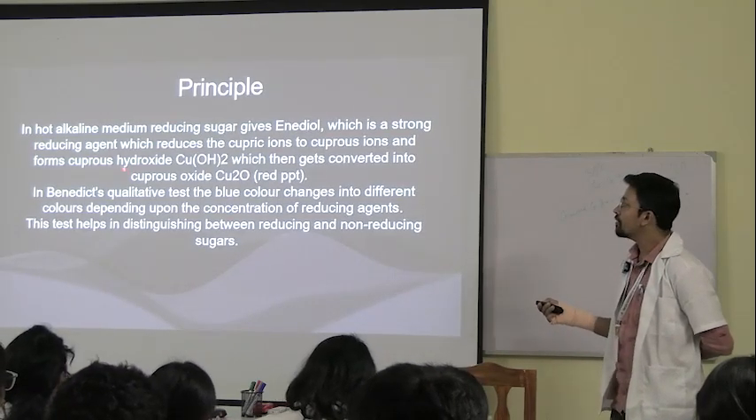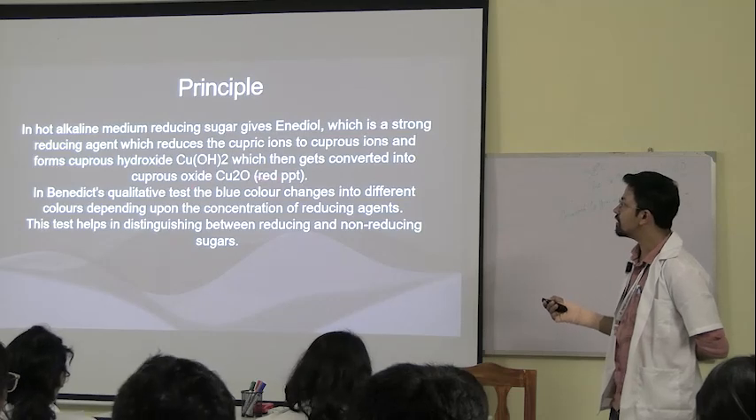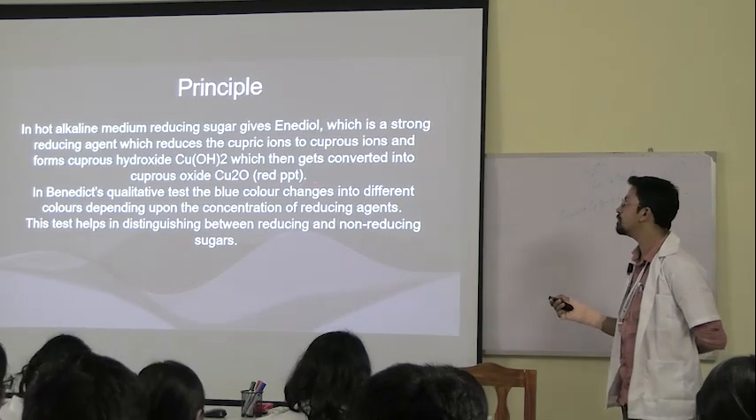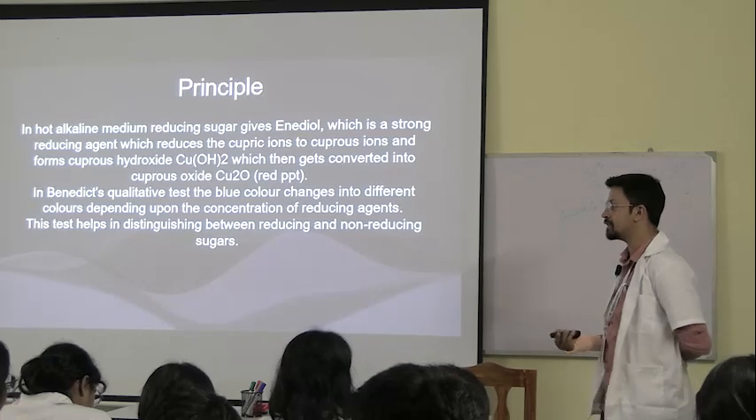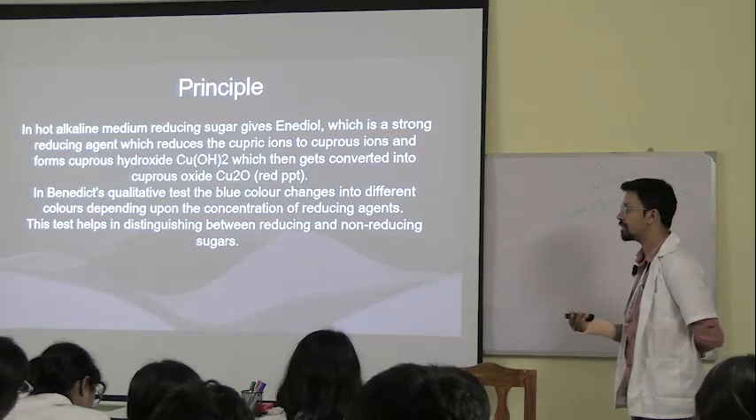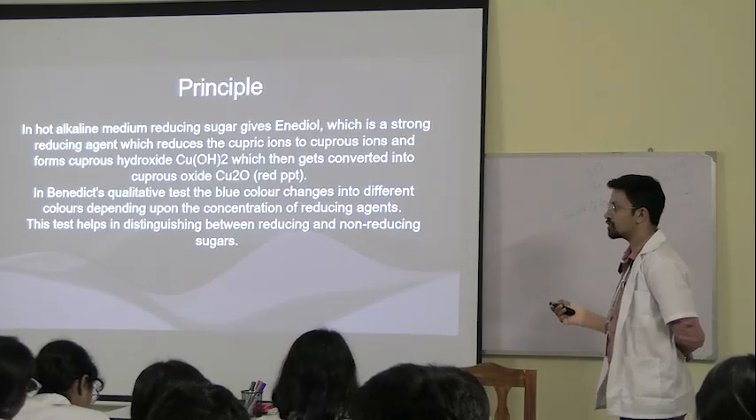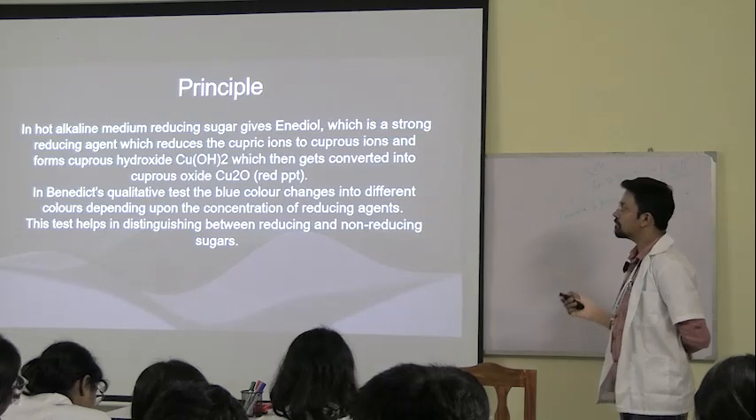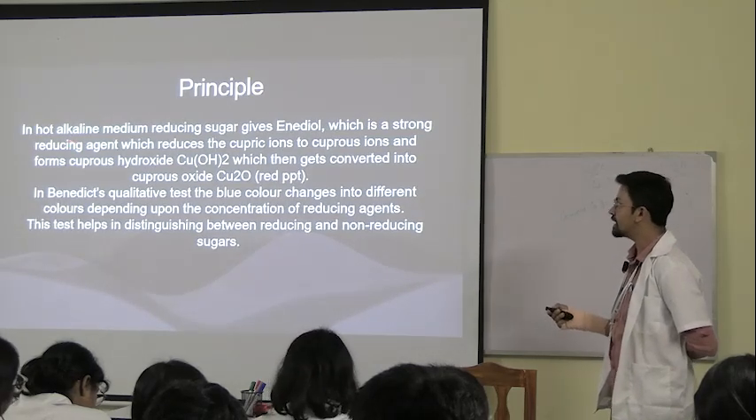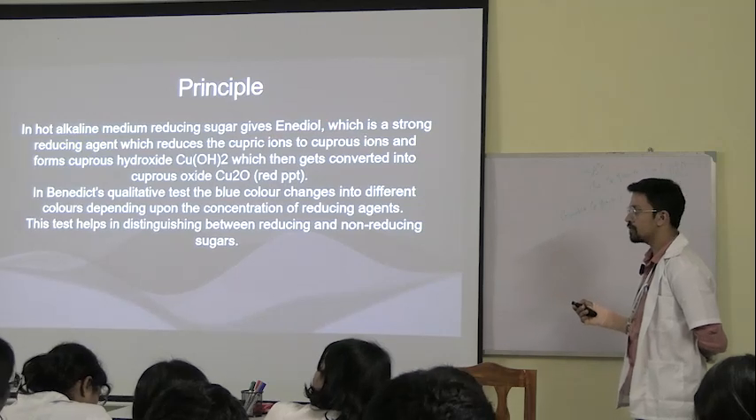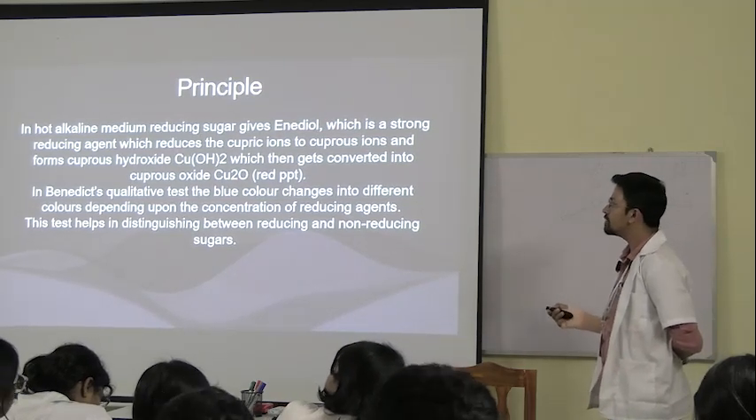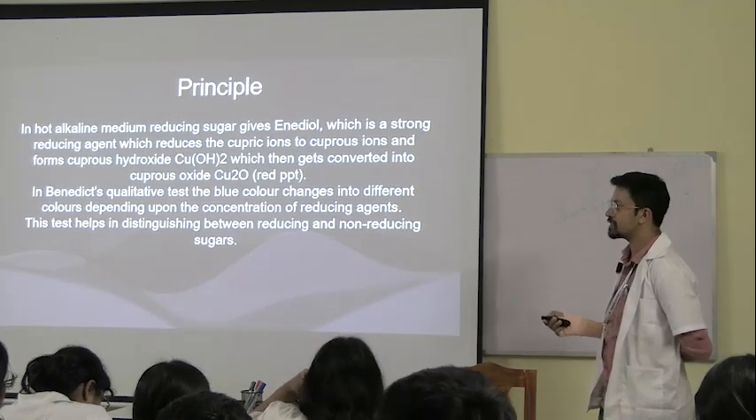Now where I was is, this is the byproduct that is giving you the red precipitate. So the examiner might ask you why this red precipitate is there. What is the product that is giving you the red color? That is the cuprous oxide. Okay, and the two important things are the hot and the alkaline medium, and the strong reducing agent is the enediol.